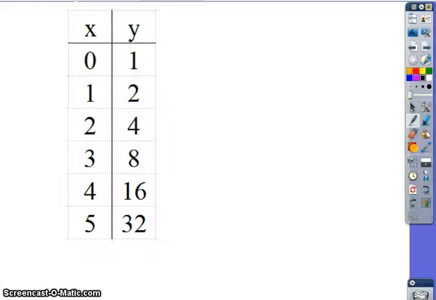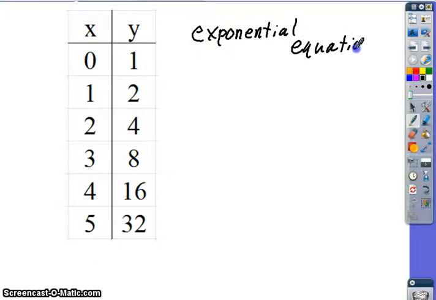Okay, this video is going to show you how to write an exponential equation from a table. So the first thing we're going to need to do is identify our y-intercept. Well, here x is 0, y is 1, so our y-intercept is 1. Next, we got to figure out the growth factor.